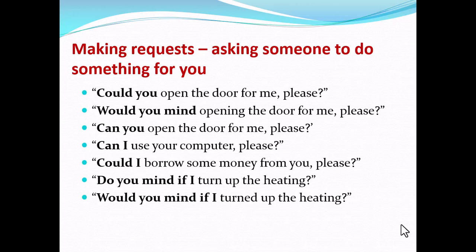These are formal sentences to request someone, like: Could you open the door for me, please? Would you mind opening the door for me, please? Can you open the door for me, please? Can I use the computer? Could I borrow some money from you, please? These are very formal sentences with which we can make a request formally.